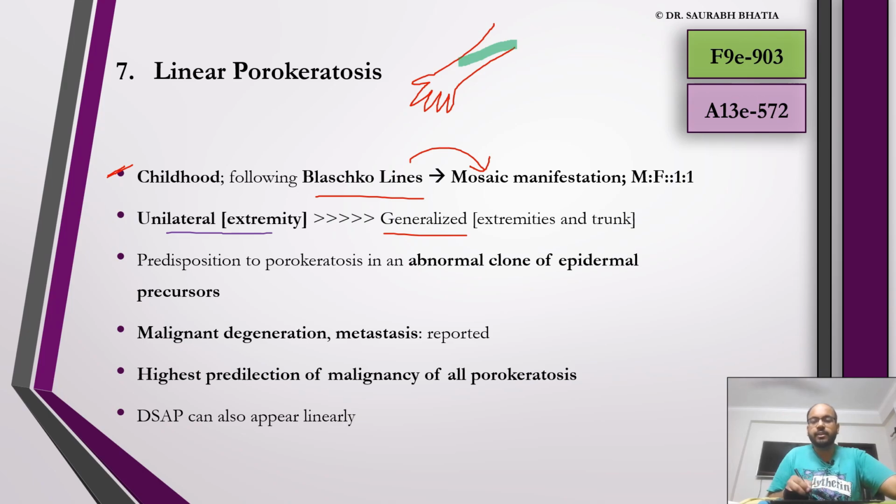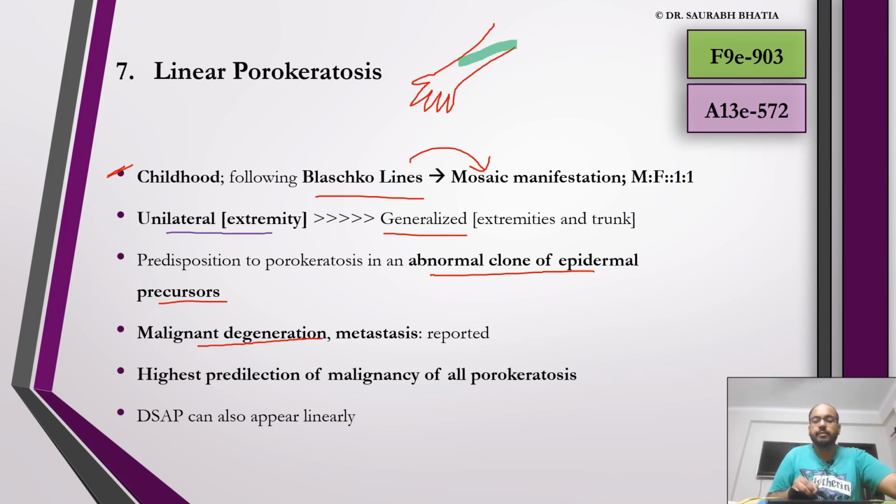So what happens is that you have an abnormal clone of epidermal precursors. That means cells that during embryonic development, which will eventually form the skin of a certain part, have problems or mutations in them, and those cells have the propensity, the probability, to develop into porokeratosis. And when these cells migrate and form a segment of the body, that entire segment becomes porokeratotic, and that is what is known as linear porokeratosis, or line-like porokeratosis.